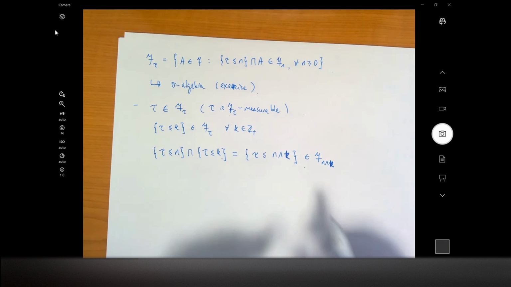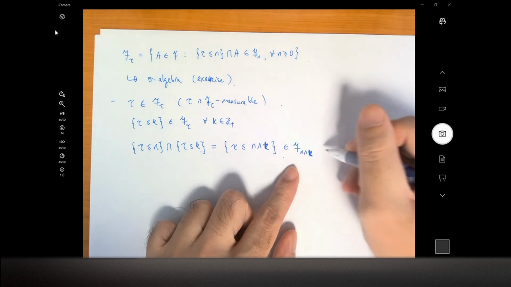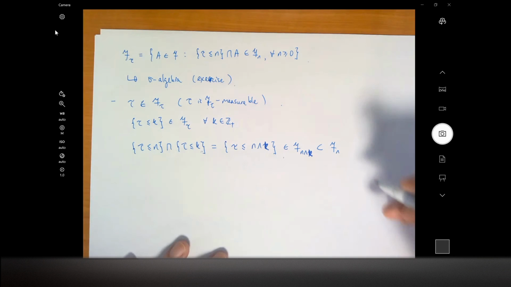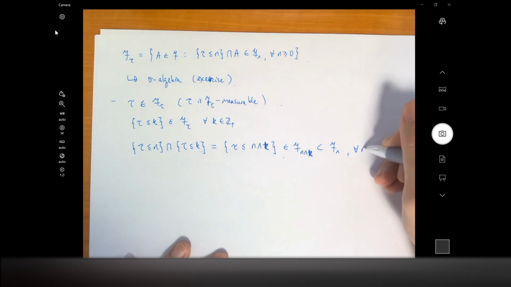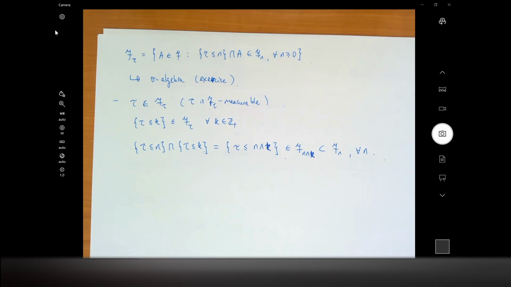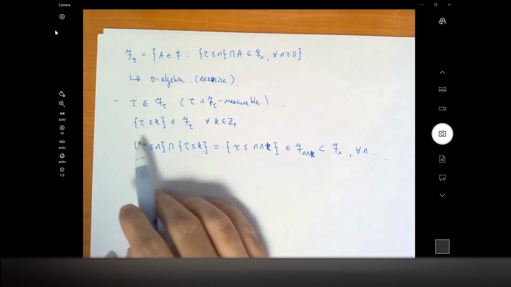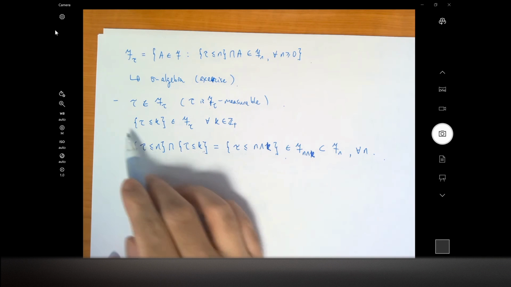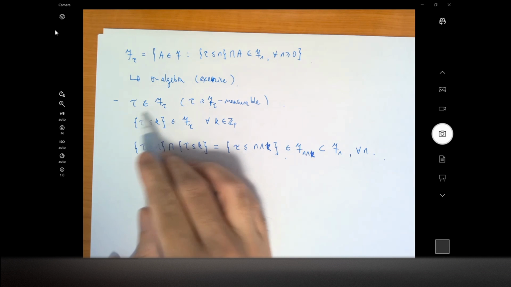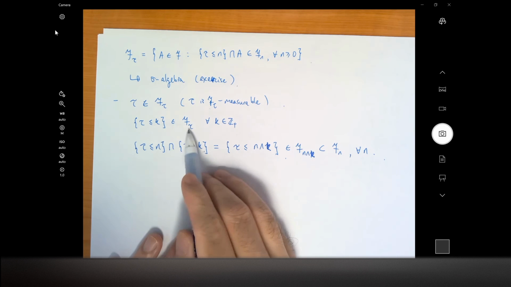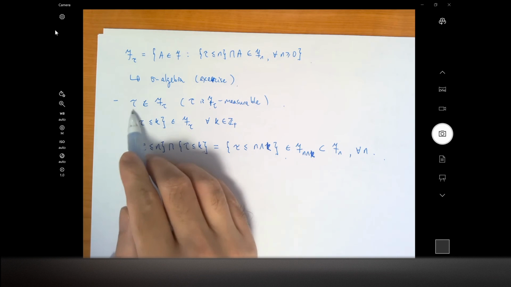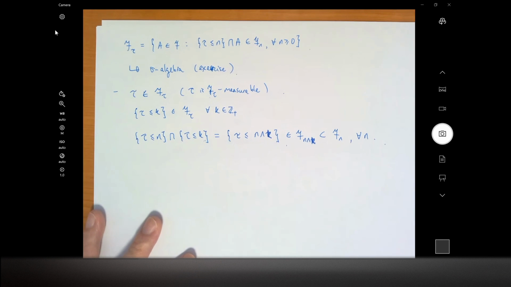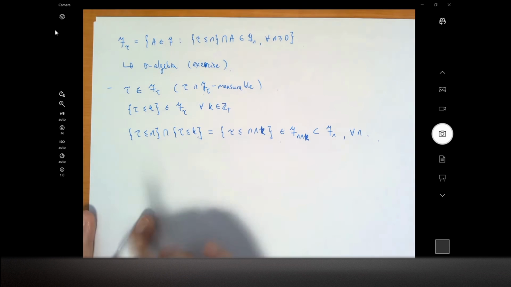Okay, but since we are dealing with a filtration, this will be inside F_n, right? So we are done. This is true for all values of n. So we have proven that for any fixed k, this is true for all values of n, and basically that means that tau smaller or equal to k has to be inside F_tau, and it means that tau is F_tau measurable. So any questions here?